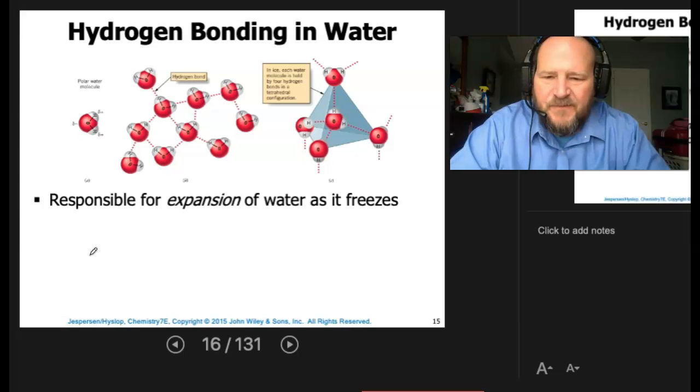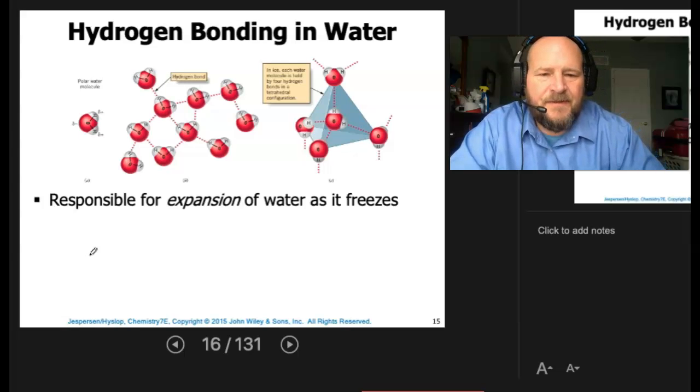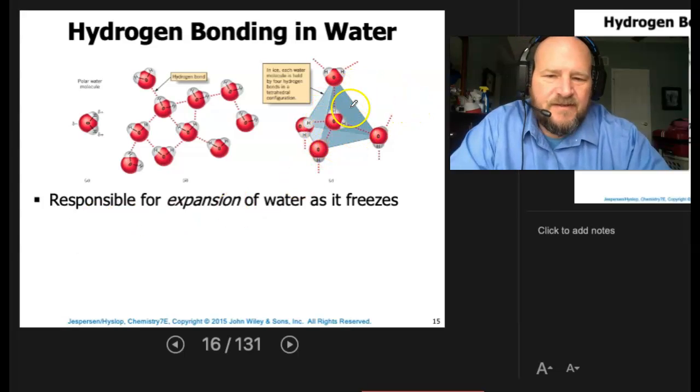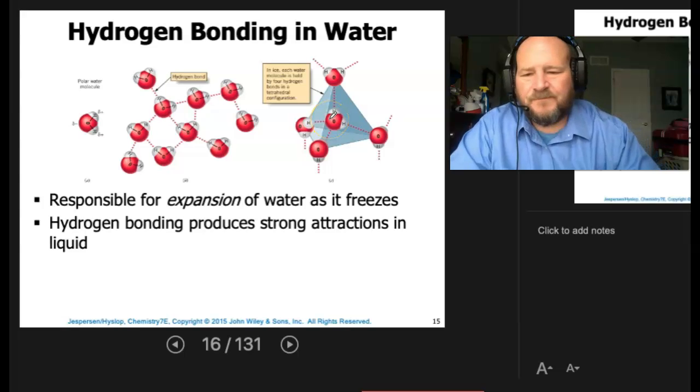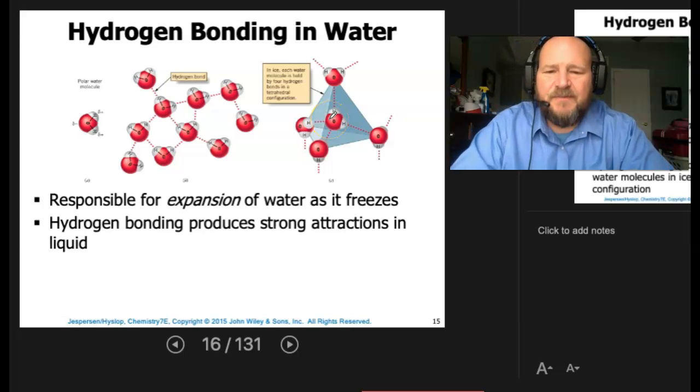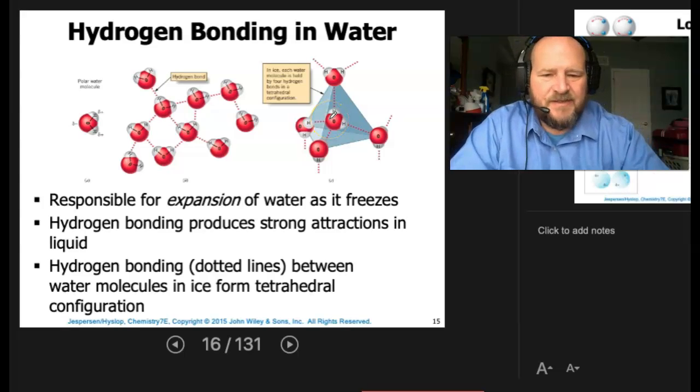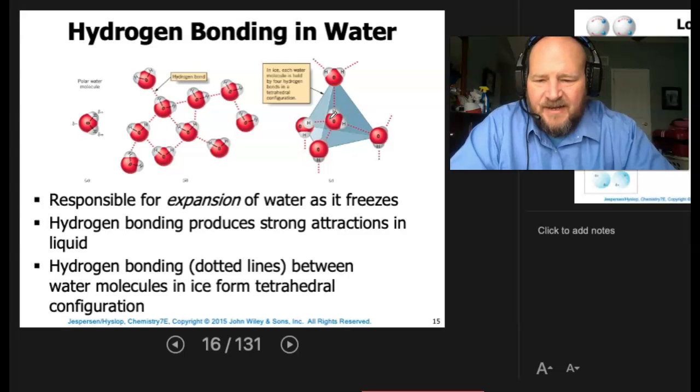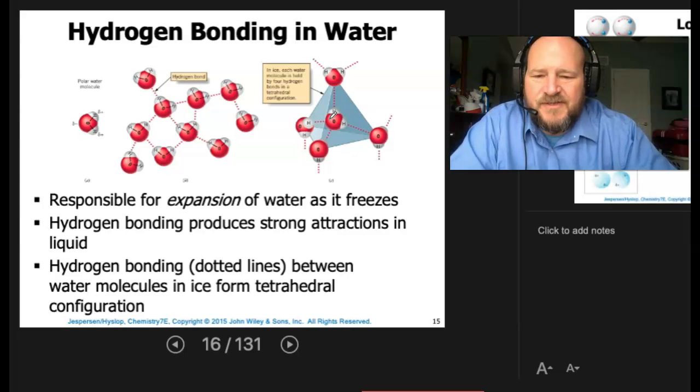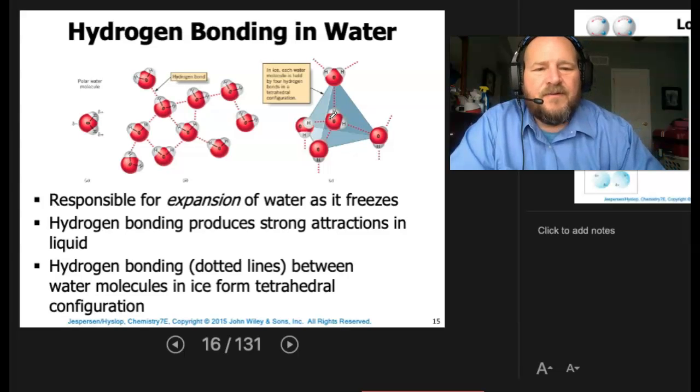So it's responsible for the expansion of water as it freezes. As water starts to freeze, it wants to get into this, actually called this tetrahedral state. Hydrogen bonding produces strong attractions in liquids, and of course hydrogen bonding, the dotted lines here between water molecules and ice, form that tetrahedral configuration. Okay, so that's all of our dipole-dipole interactions.